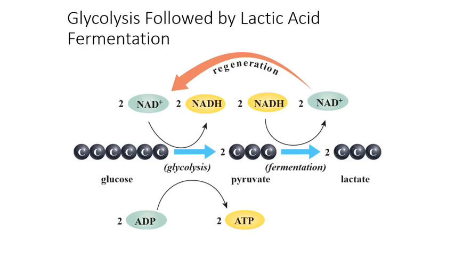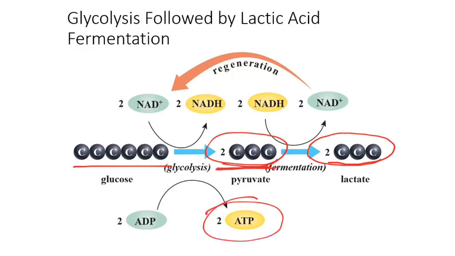If oxygen is not present, then once we make our pyruvate, this will not go into the mitochondria because it doesn't have oxygen. Then we will produce something called lactic acid. So if we do fermentation, we take 1 glucose molecule, we make 2 pyruvate and 2 ATP, and then this all stays in the cytoplasm, and we make 2 lactate or lactic acid, and this produces no ATP.